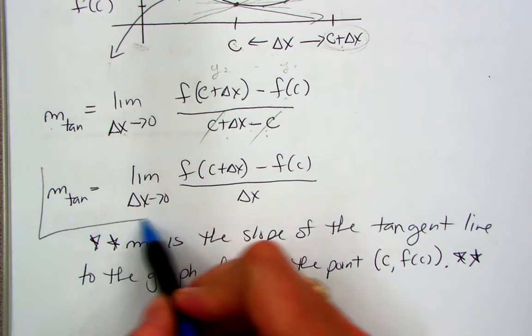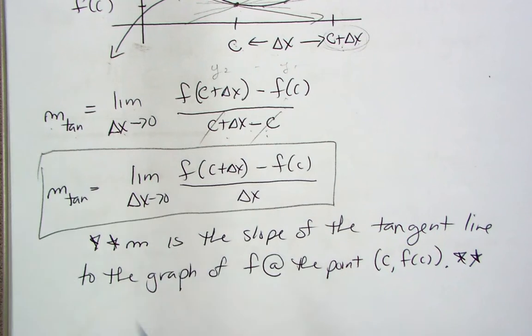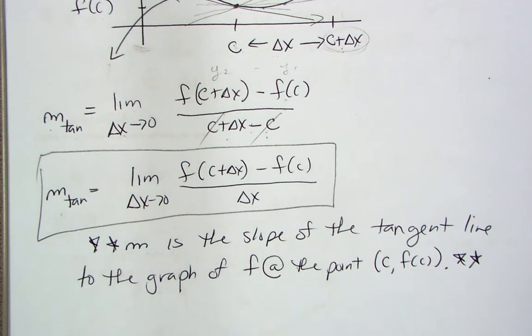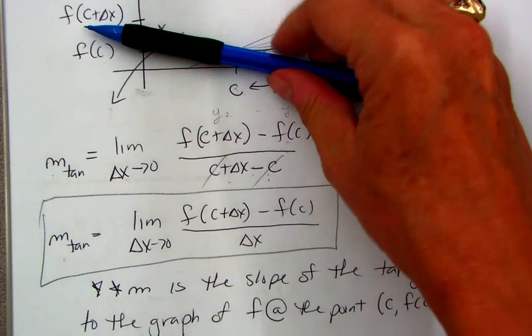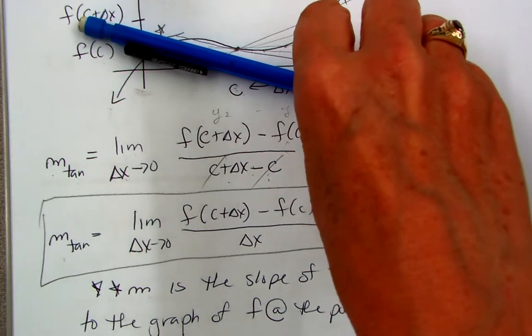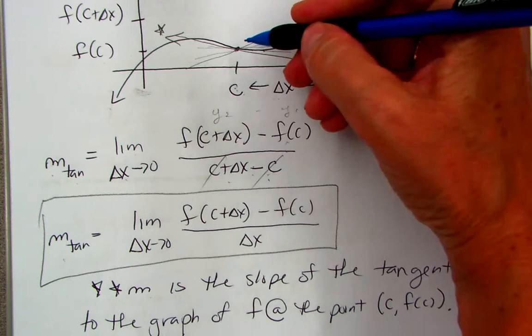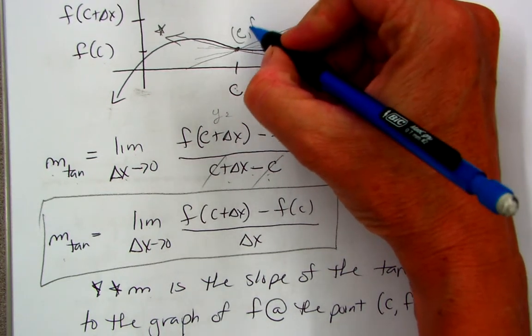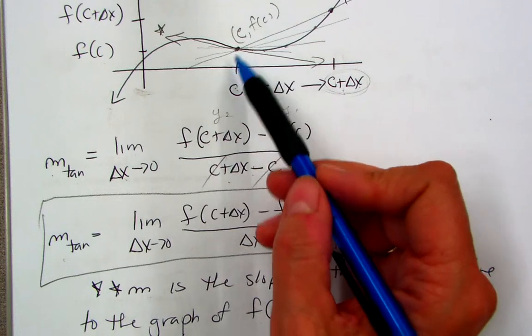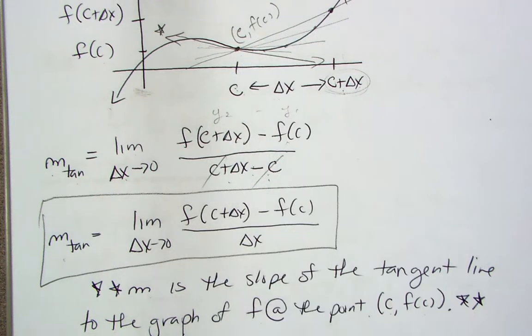So this is important. M is the slope of the tangent line to the graph of f, this is f, at this point right here, c, f of c. That's what this is. This slope is the slope of the tangent line to the graph of f at the point c, f of c. At the point maybe 1, 2, or 3, 5, or negative 1, 4.